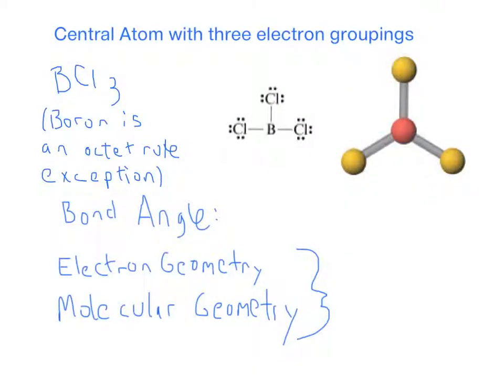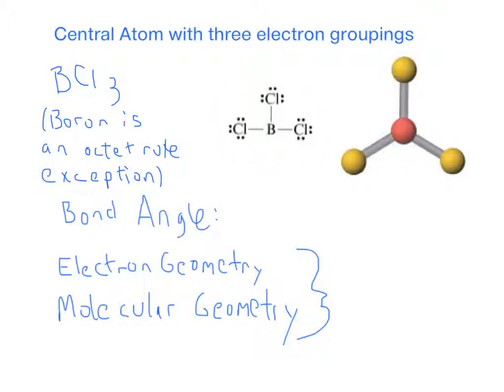So now we're going to talk about the geometry we get when we have a central atom that has three electron groupings. And this is a little bit of an odd circumstance. It doesn't happen very often, but the element boron will do that. Boron is what we would call an octet rule exception. It's a hextet rule in this case. And boron is stable with 6 electrons. It only has those 3 valence electrons, and so it likes to bond up and share 3 pairs, and that's stable for it. So there's our Lewis structure.